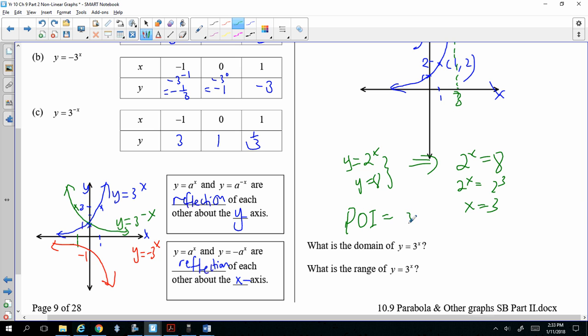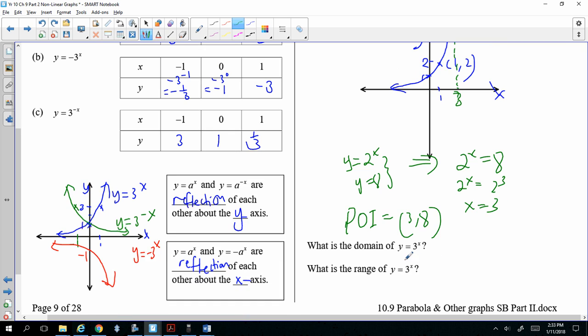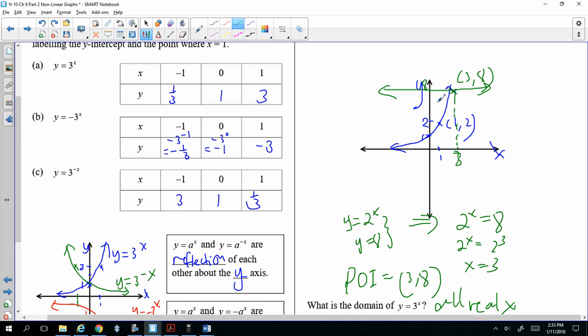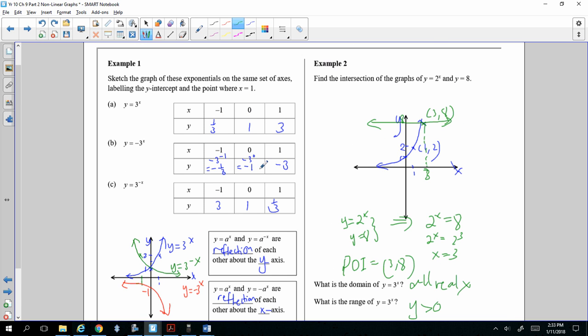Alright, after we do this, we're going to answer the question about the domain. Domain obviously is all real x, and the range will be above the x-axis. Alright, I think we've done all of it. So you can now start the exercise today. Today's exercise is 9J, so you do exercise 9J.